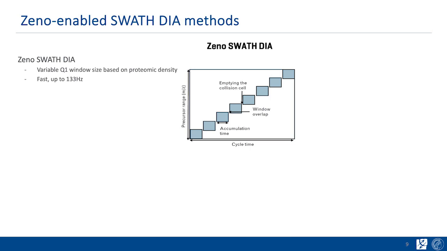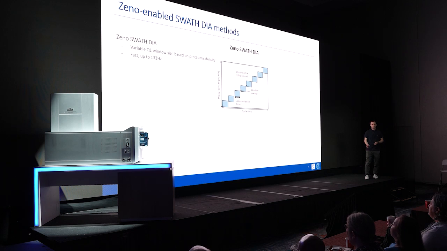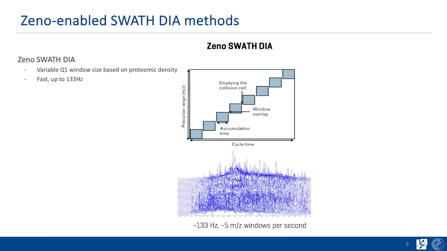So a normal SWATH DIA, also DIA in general, usually you have several fixed quadrupole windows that are based on the proteomic precursor density. And between each of these individual MS2 scan events, you will need to wait a little bit for the collision cell to be emptied and the electronics to settle, so you have overhead time per scan. And usually you also have a window overlap to handle edge effects for the quadrupole and to not mess up the quantification. And if you run it like this on the 8600, you can run with up to 133 Hertz. You have approximately 5 Thomson windows per second.